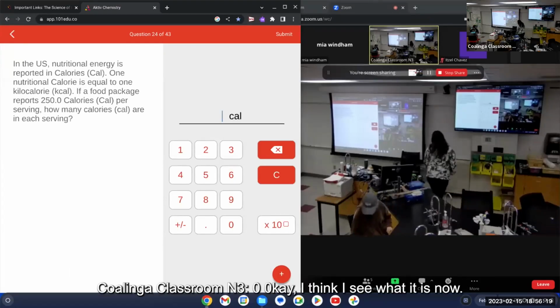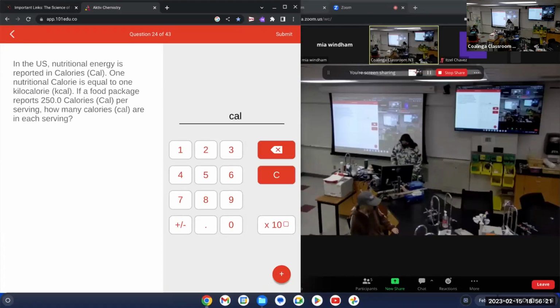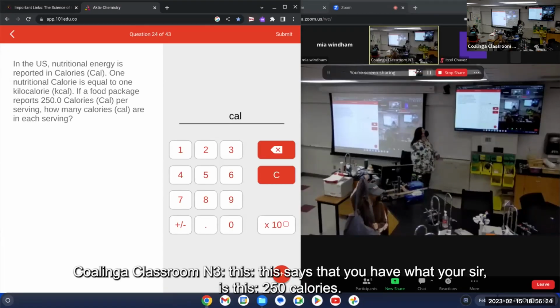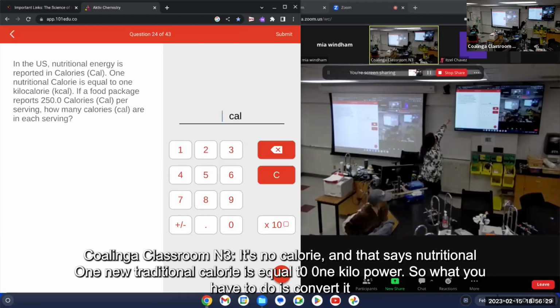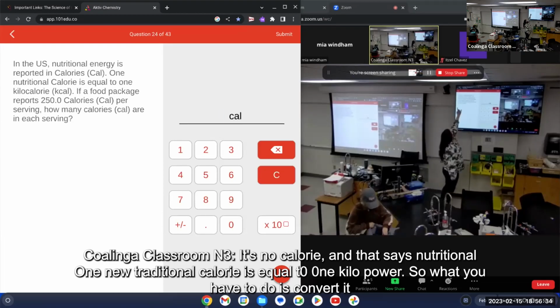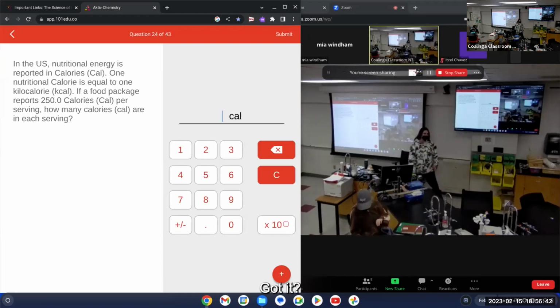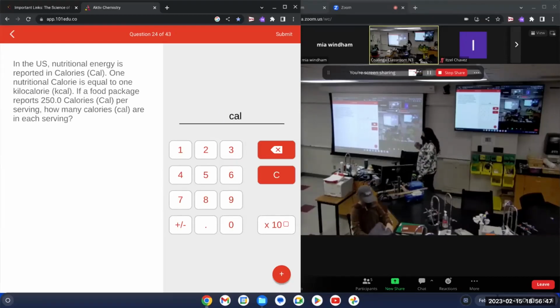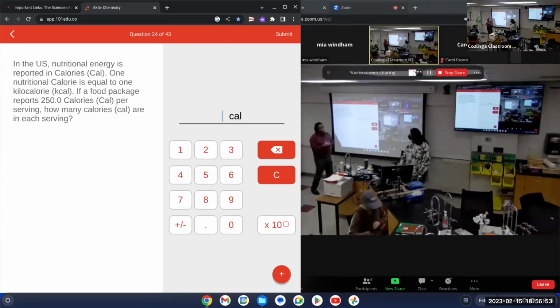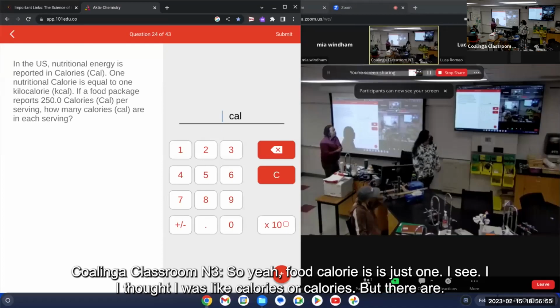I think I see what it is now. Because it says that you have, what, this 250 calories? Nutritional calorie. And that says one nutritional calorie equals 1 kilocalorie. So what you have to do is convert it to kilocalories and then go from kilocalories to calories. Got it. Right? Yep.